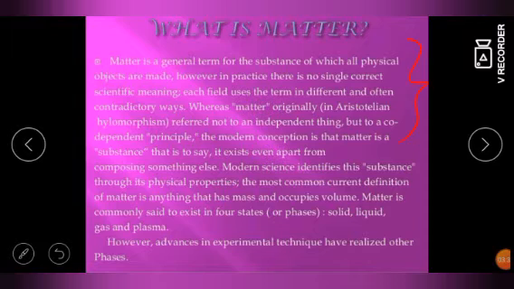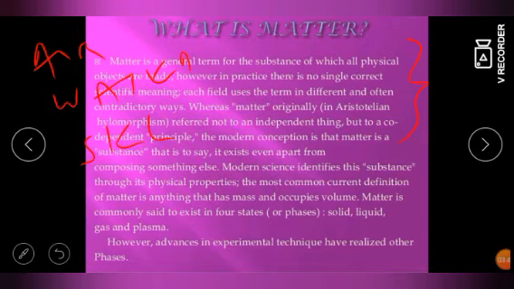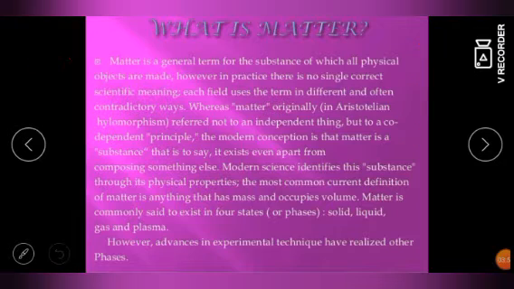Basically, there were five things known as matter: air, water, sky, fire, and land, that is, earth. These are the basic five things known as matter. But in modern science, the substances around us are identified through their physical properties. The most common current definition of matter is anything that has mass and occupies volume. That's why the definition of matter became anything that has mass and occupies volume.